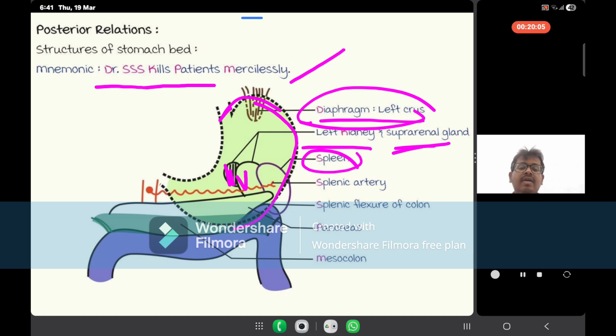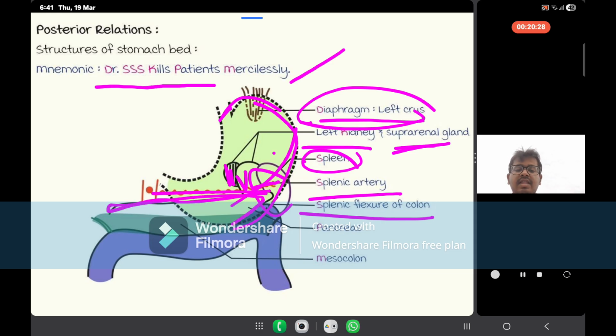We have already talked about where the spleen is located. It is located behind the stomach. Then the splenic artery. Why is it there? Because it supplies blood to the spleen. Again we move to the splenic flexure of colon. This is the splenic flexure of colon, and this is the pancreas. This structure we see here is the pancreas, and this is the mesocolon.